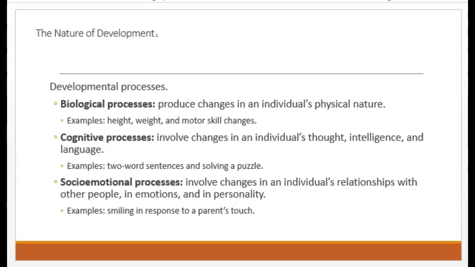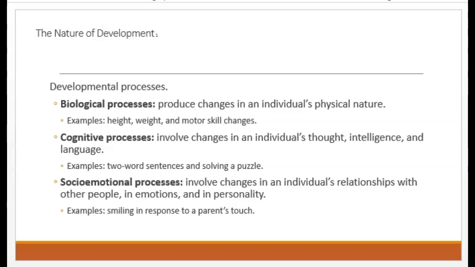The three main developmental processes are biological, cognitive, and socio-emotional. Biological processes involve physical changes. Think about changes in your height, weight, and motor skills as you went from being a toddler to a child to a young adult. Cognitive processes involve changes in an individual's thought, intelligence, and language. You go from speaking single words and matching simple shapes to writing entire essays and solving complex problems.